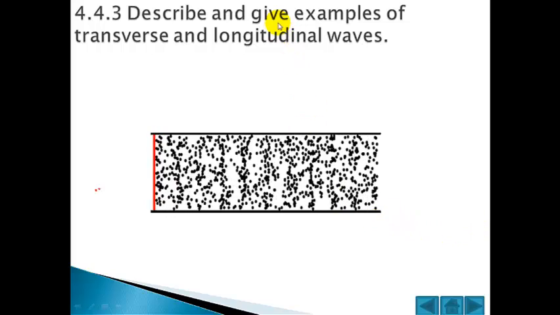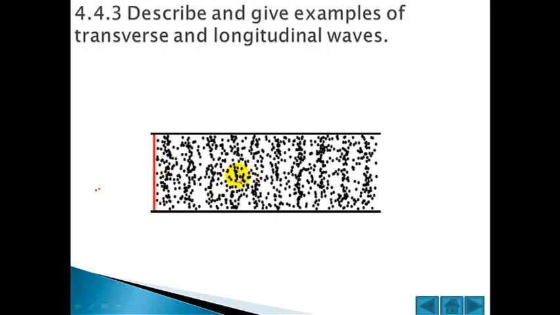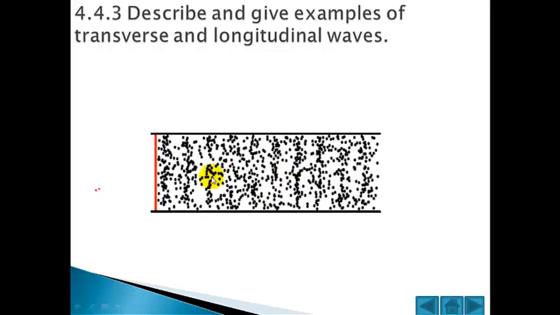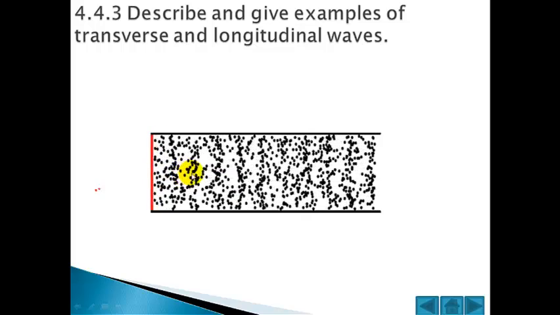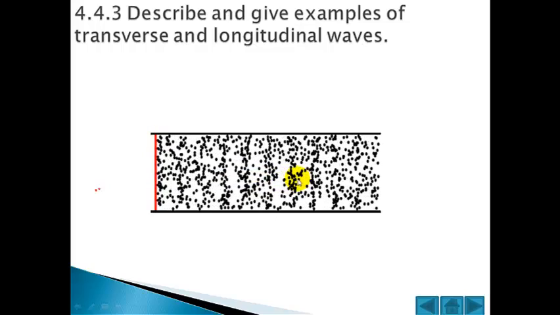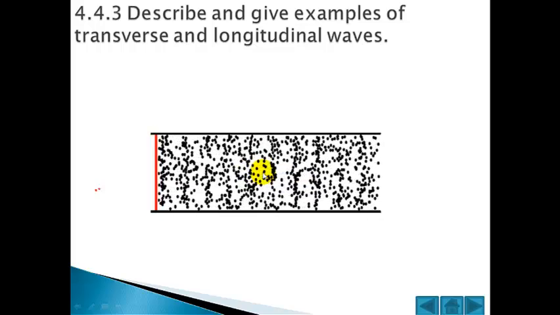Okay, here again we have the case of transverse and longitudinal waves. This is a longitudinal wave, basically because the particles oscillate in the same direction, or parallel to the direction, of the flow of energy. The energy starts from the left and moves to the right. Okay, so the energy is going from left to right. However, the particles are also moving from left to right and right to left.